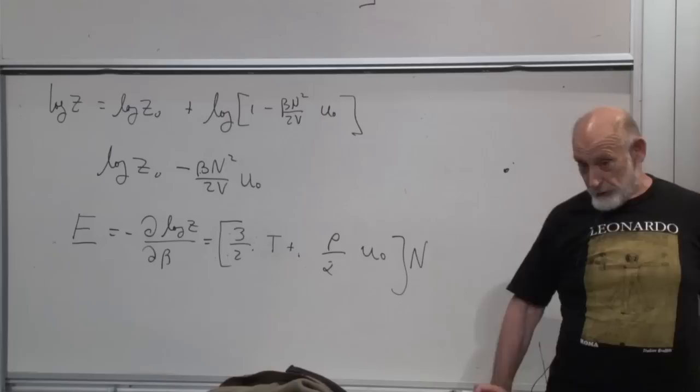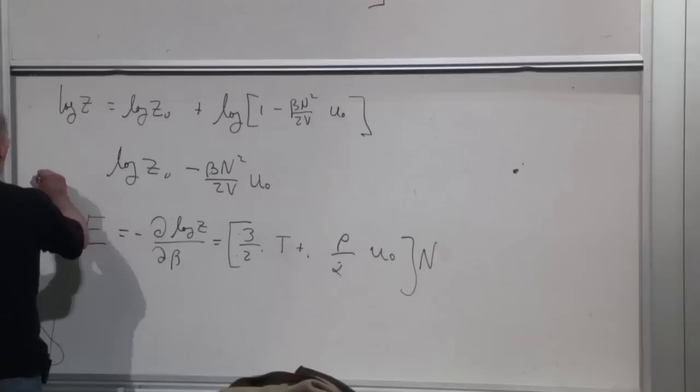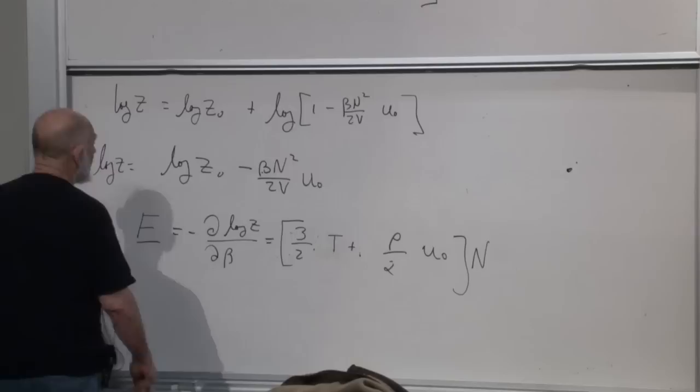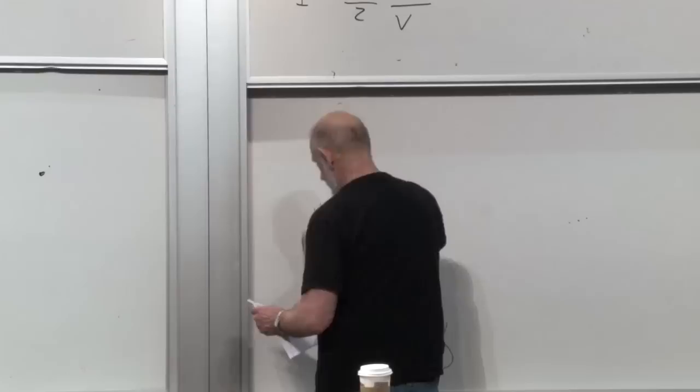The pressure. Easy to measure pressure. So the question is, what does this say about the pressure? So let's calculate the pressure. We have everything we need. This is log Z. And let me remind you what the formula for the pressure is. We wrote it in terms of the Helmholtz free energy, but that's a funny way to write it. We can write it that way.